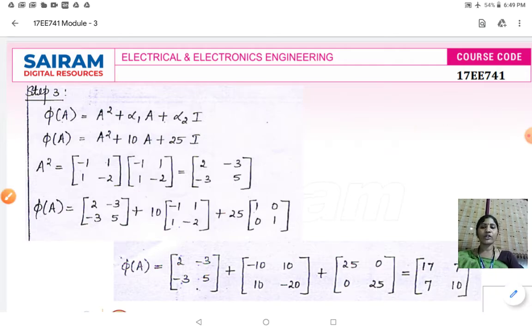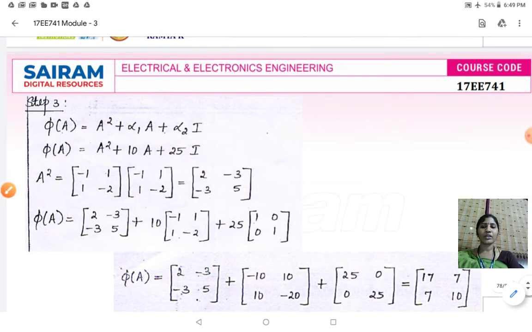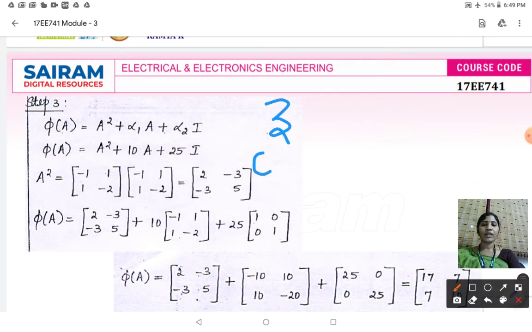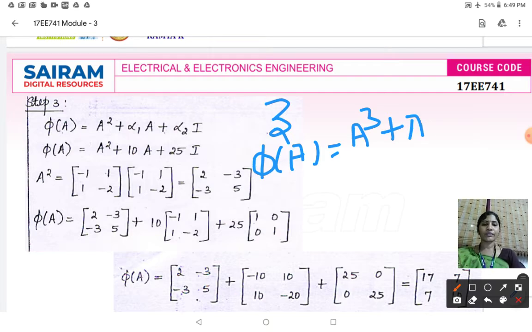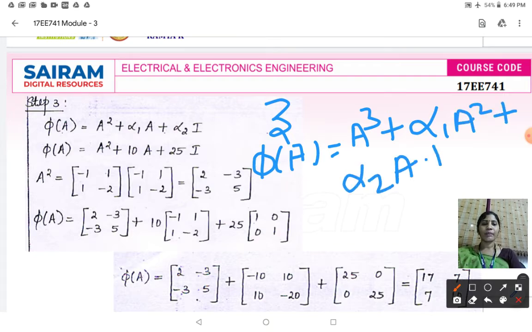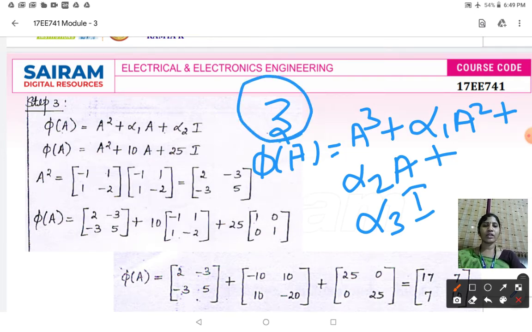Suppose the order of your state variable is going to be 3. Suppose you have 3 state variables, then phi of A should start with A cube plus alpha 1 into A square plus alpha 2 into A plus alpha 3 into the identity matrix I. It means that when the order of your system is 3, you will get alpha 1, alpha 2, alpha 3.